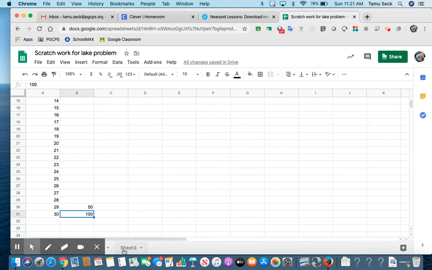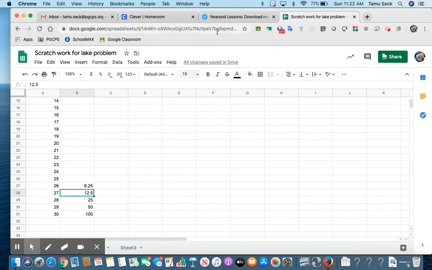So on April 29th, there are 50. So the lake is doubling every day. So I'm going to go backwards and divide everything by 2. So 25 is on April 28th, 12.5 on the 27th, and we're looking for April 26th. So April 26th, 6.25% of the lake will be covered.